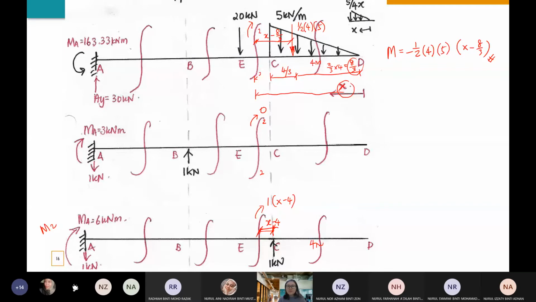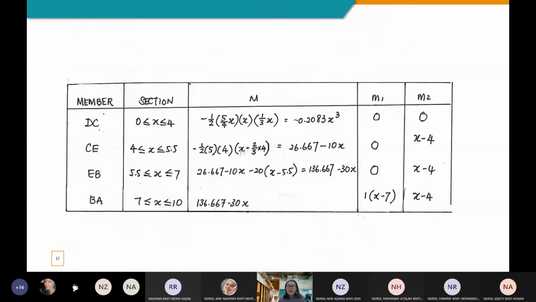Okay, so once you have obtained all these moments, you can put them either in this tabular form, or you can directly put them in the compatibility equation. If you are worried that it is too messy in your calculation, put it in the table. Make sure the sections, I mean the ranges, are correctly input, because this will be used in your compatibility equation later. So M0 is from the primary structure, M1 and M2 are from the redundant structure.